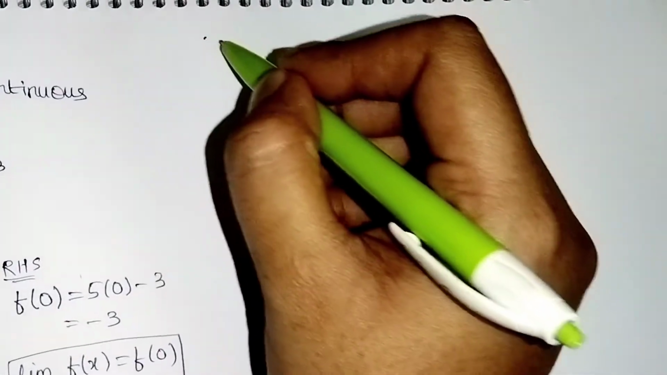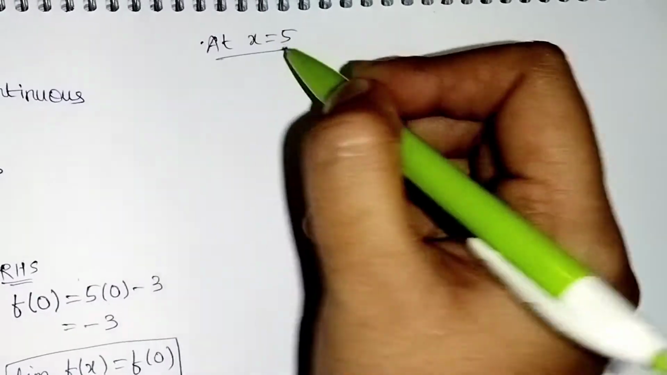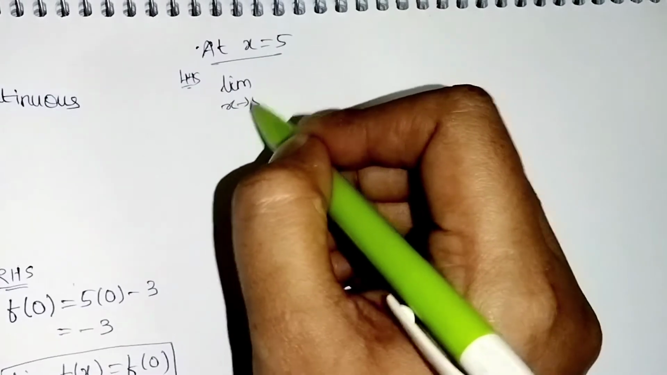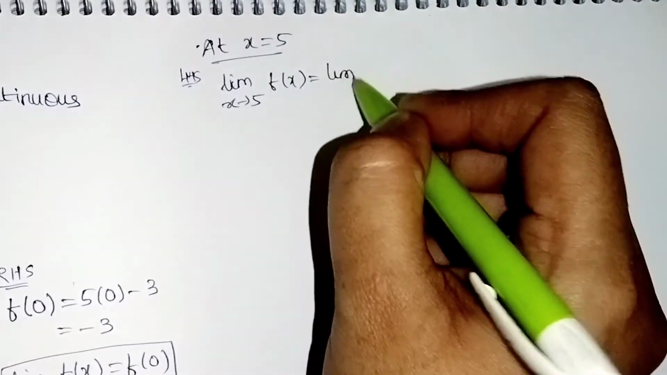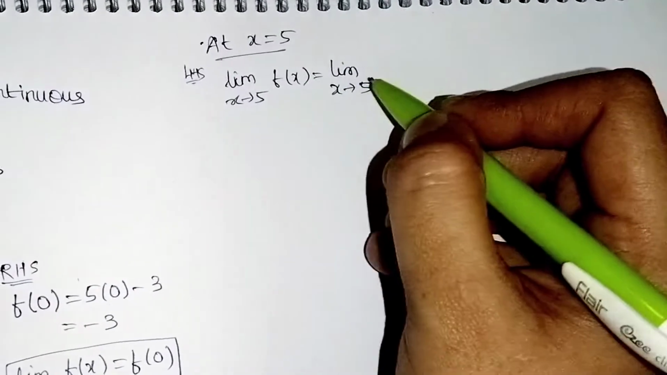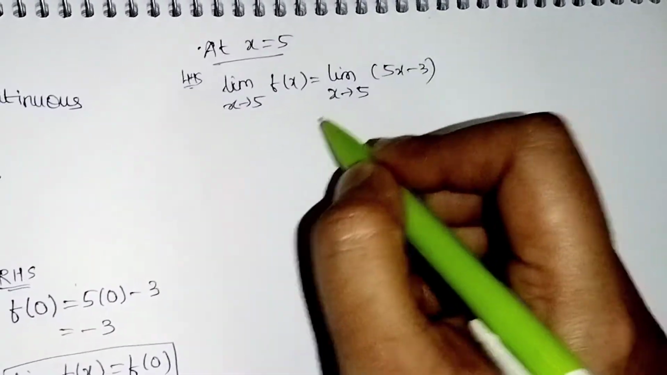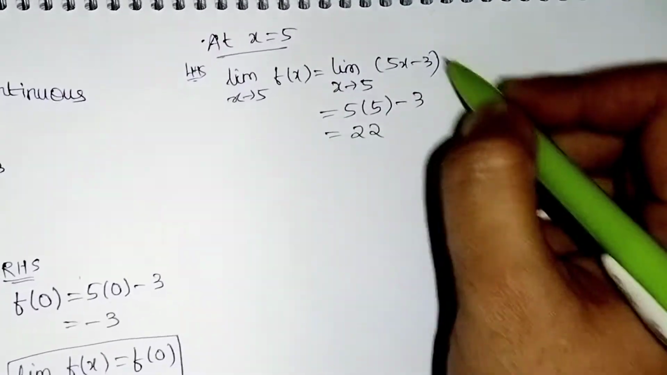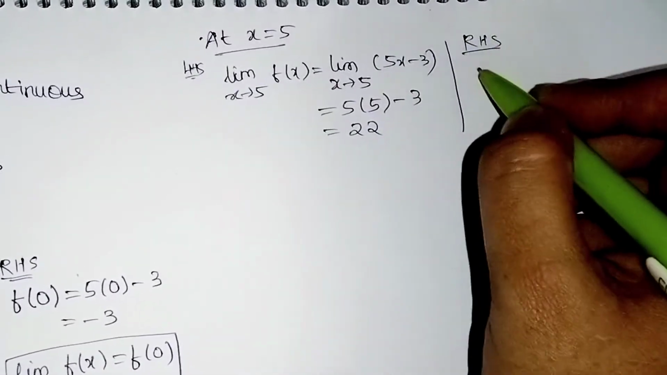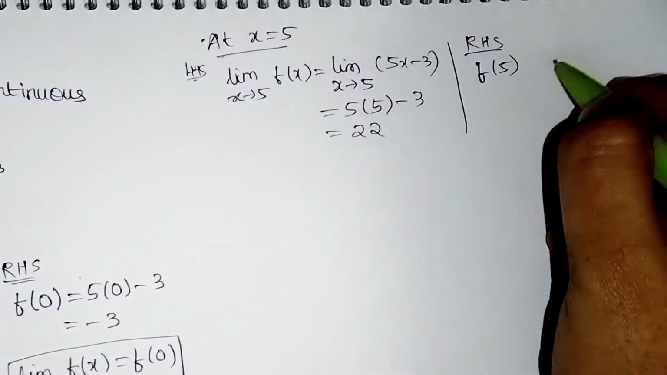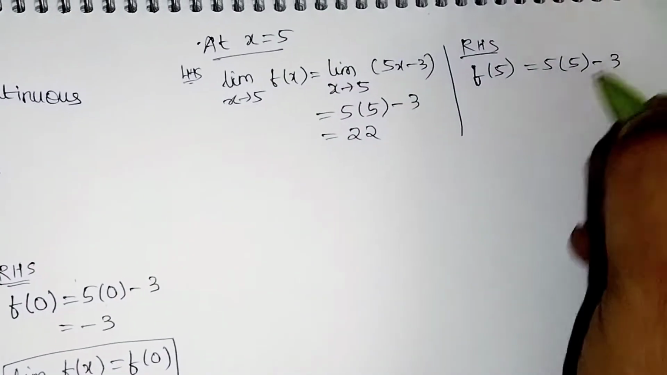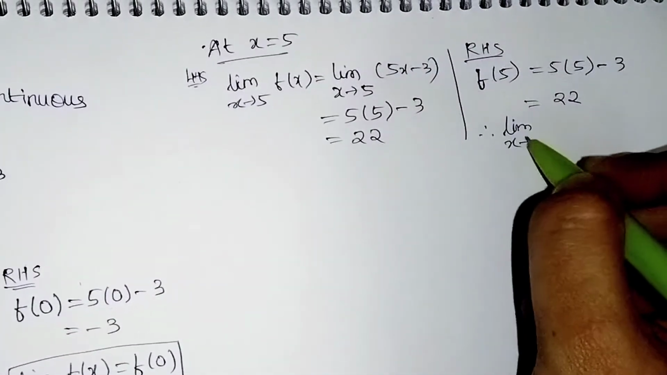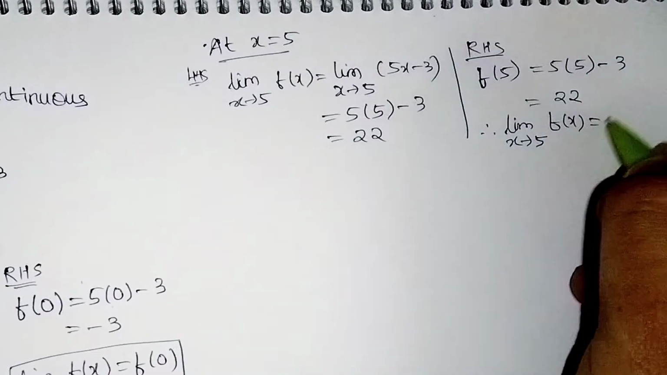Last subdivision, at x = 5. We will do the LHS first, limit x tends to 5 of f(x), that is we substitute the function, limit x tends to 5, the function is 5x - 3 and in place of x it is 5, so 5 fives are 25, 25 minus 3 is 22. And RHS is direct substitution, that is f(5), again 5 into 5 is 25, 25 minus 3 is 22. The values are the same, therefore limit x tends to 5 of f(x) equals f(5).